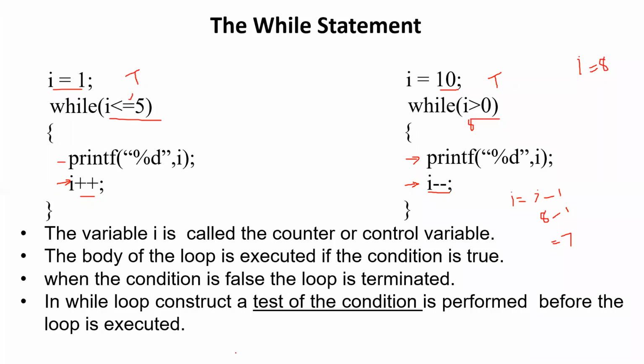So in this while loop construct, a test condition is performed before the loop is executed. So that's why we are calling it, whether it is entry control or exit control. While loop is saying entry control, not exit control. Okay.